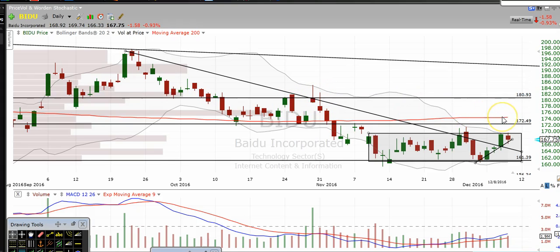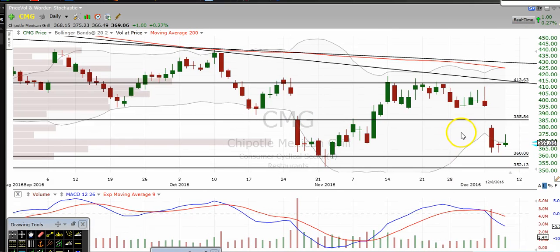So that's a level that you want to be focusing on here for BIDU. The next chart that we're going to take a look at is Chipotle. And Chipotle, big drop here. Congrats if you've been following along. We have liked Chipotle for a short against this resistance level up here. We got what we were looking for, and it hit that short target down here just shy of 360.